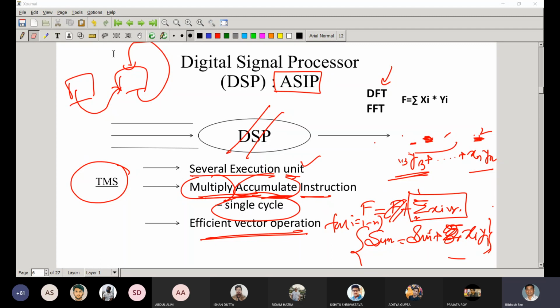Instrumentation. Texas Instruments has given TMS, a digital signal processor. I know digital signal processors. The full form was mentioned, I think. It is written just like TMS, Texas Instruments TMS.